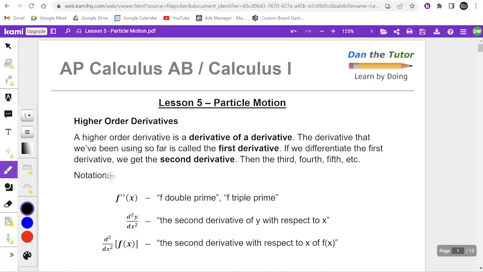Hello everyone and welcome to Lesson 5. Today we're going to be going over particle motion for calculus. In case you're wondering what particle motion is, first of all, what's a particle? Imagine it like a speck of dust or a ball, and it's going left or right or up or down, or it's going in some direction.